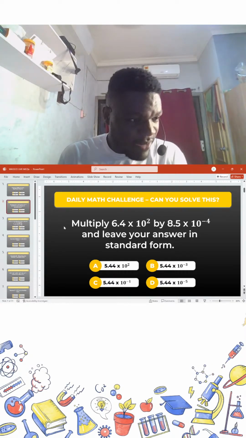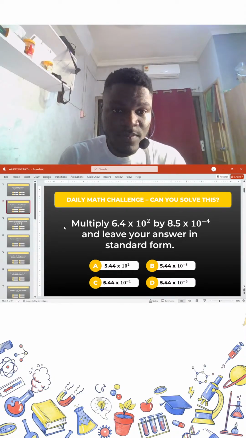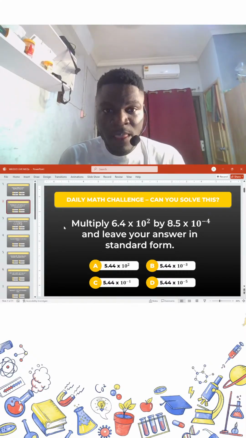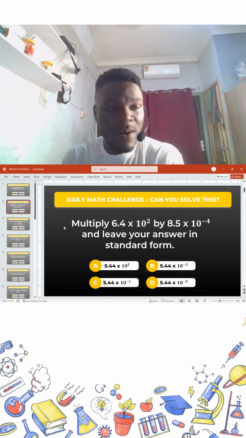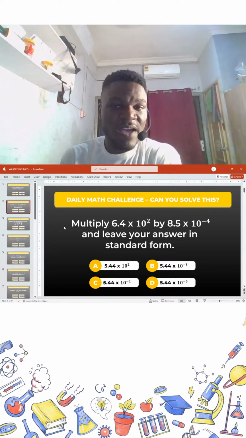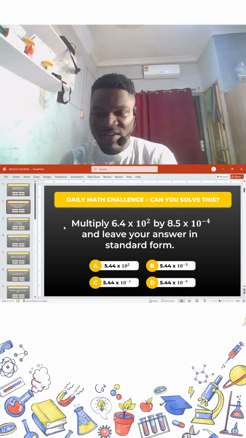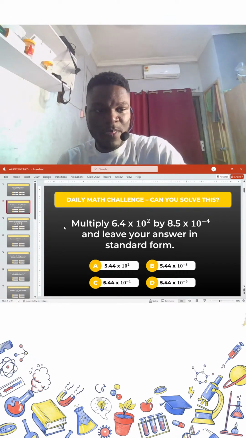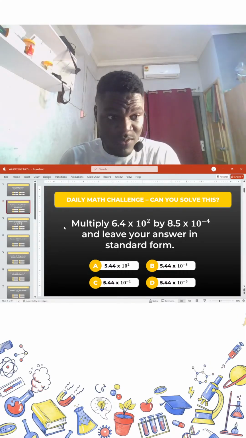All right, guys, I have my answer. So what are we getting? The question we are currently solving is what is on the screen. We have to multiply 6.4 times 10 raised to the power 2 by 8.5 times 10 raised to the power negative 4, and we have to leave our answer in standard form. So anyone to give us the right answer in the live chat, just type the correct answer. If it's A, you say A. If it's B, you say B.